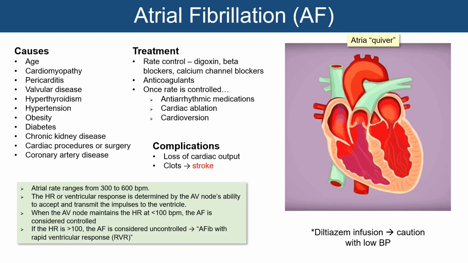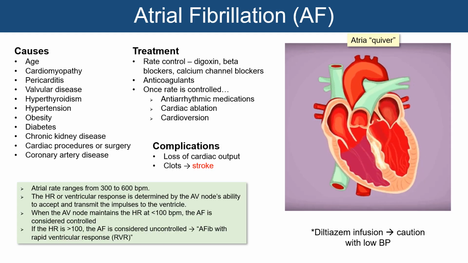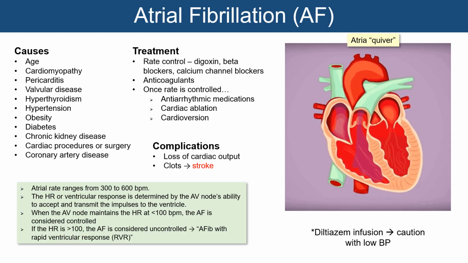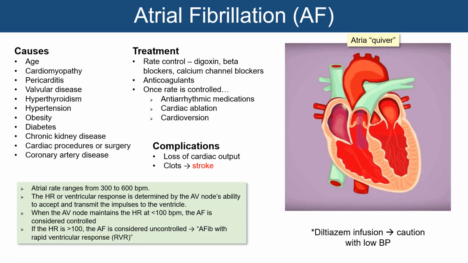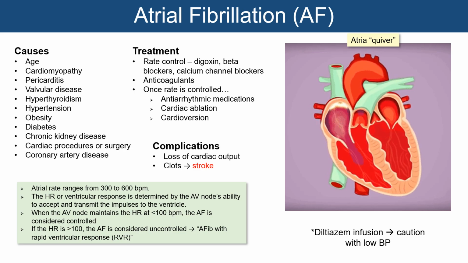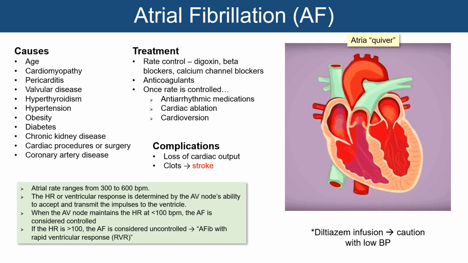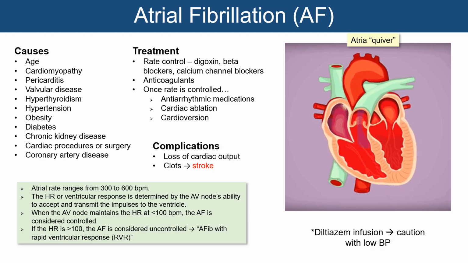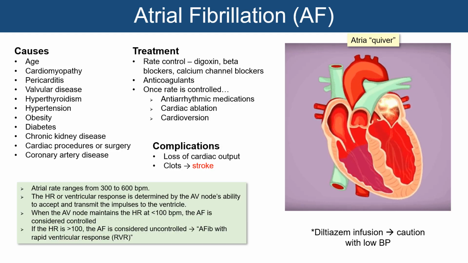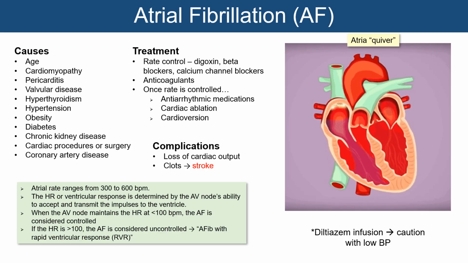So the treatment, we want to control the rate. That's going to be our number one mission. If the patient is in RVR, rapid ventricular response or rapid ventricular rate, that means that we're losing cardiac output. So we really need to slow that heart rate down. And we're going to use digoxin, beta blockers, or calcium channel blockers. Patient also needs to be started on an anticoagulant because of the high risk of stroke. So anticoagulant is also going to be on our priority list.